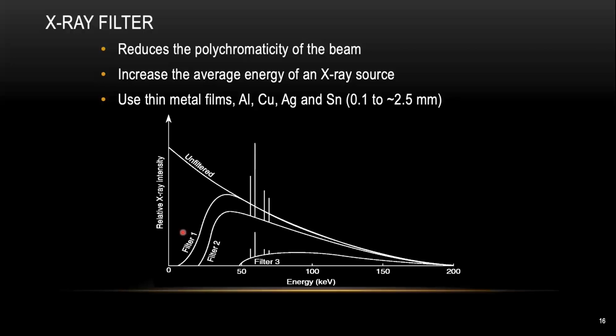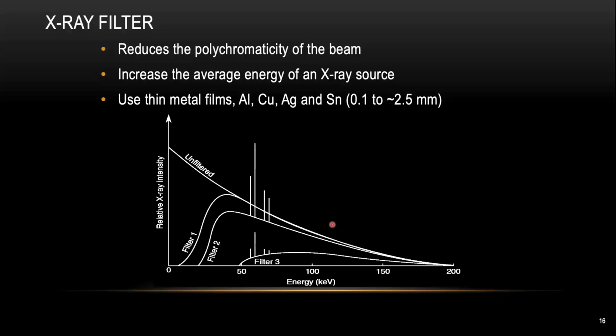So what the filter is doing is you simply try to increase the average energy of your X-ray spectrum. You can see from the graph down here, we have different filters. Filter 3 is a much stronger filter compared to filter 1, and it switches the spectrum towards the right. By using the filter, we also reduce the signal intensity. So most of the time, if you're using some kind of filter, you might also need to boost your filament current and acceleration voltage.